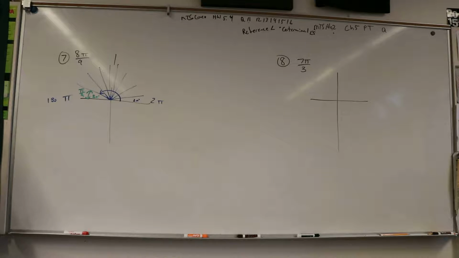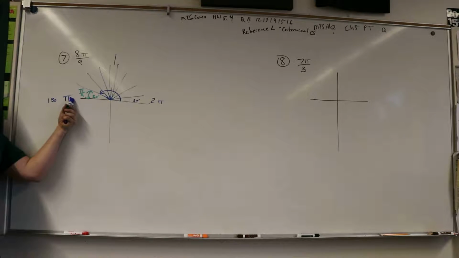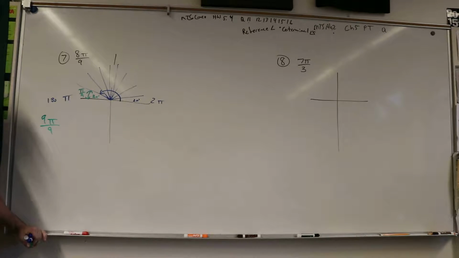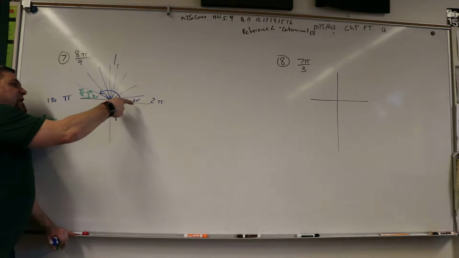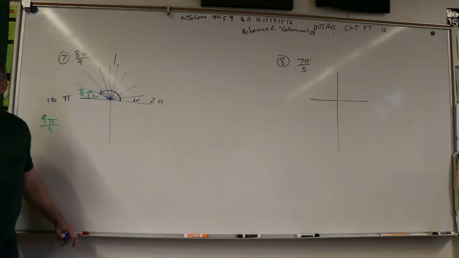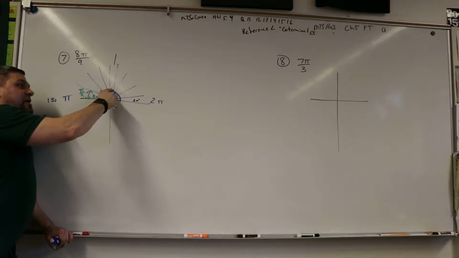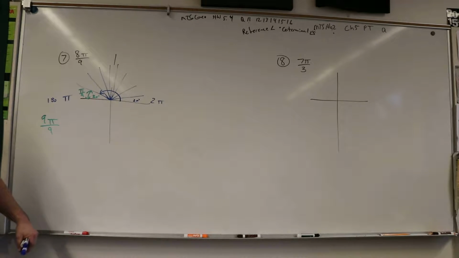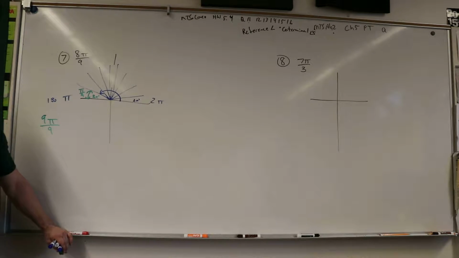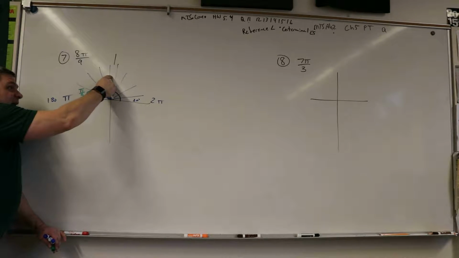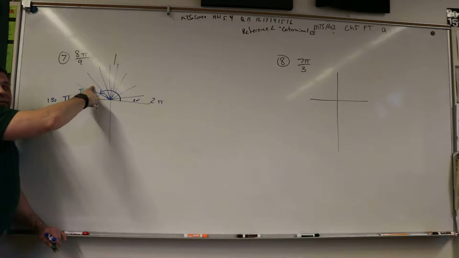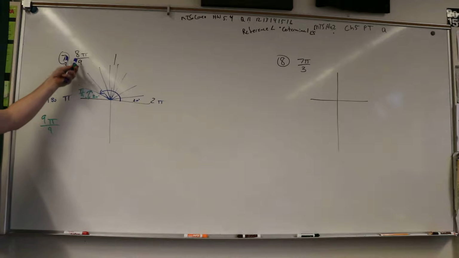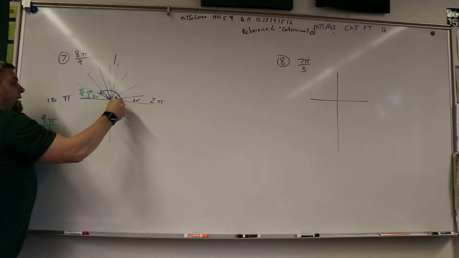Alright, so we know that there's 1 pi. Then you're saying 9 pi over 9, that would be 1 pi. So I'm going to break this up into 9 pieces, and my angle is going to be 8 pi over 9. So 8/9 pi means I have 8 of these 9 pieces. So 1, 2, 3, 4, 5, 6, 7, 8 pieces of the whole pie. 8 of 9.